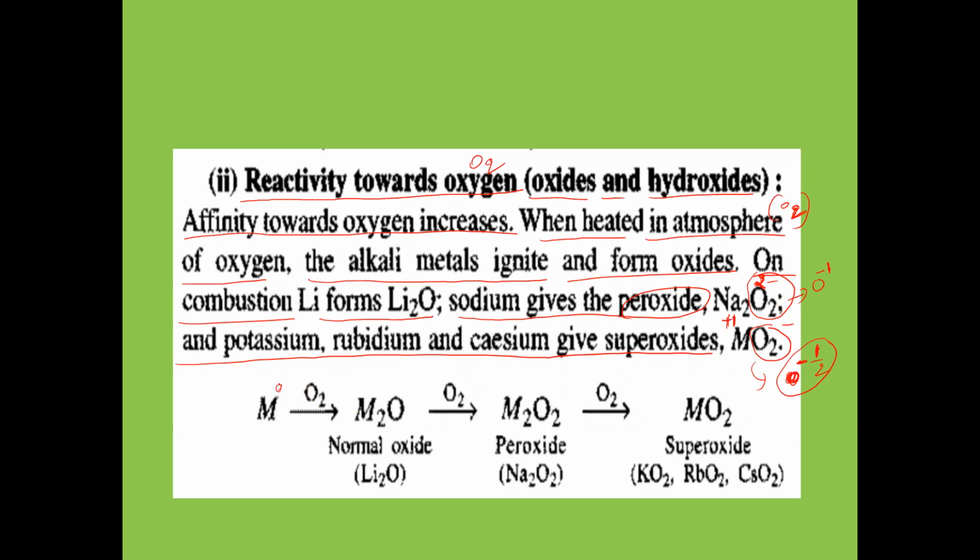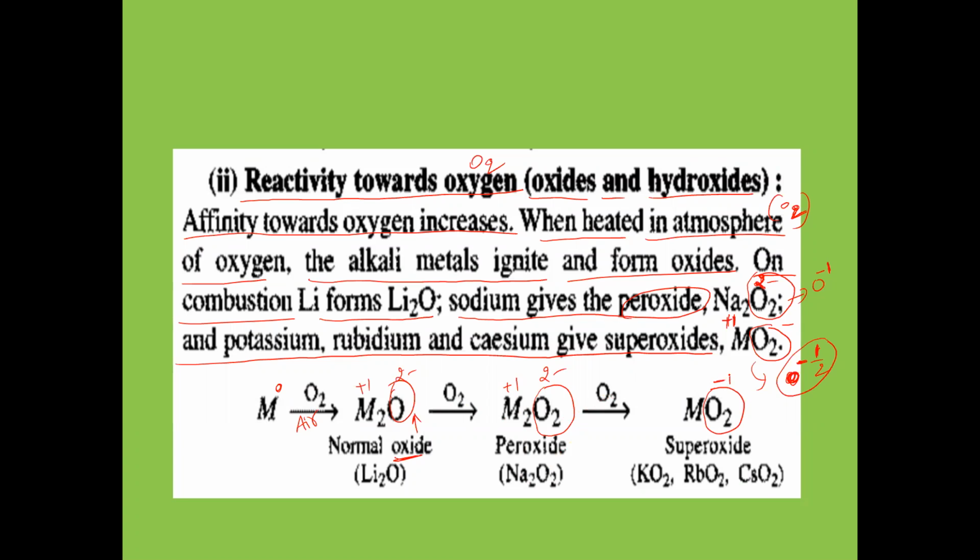Now here the metal atom first undergoes combustion in air. Burning in air will give oxide. So here O minus 2. O minus 2 is called oxide. Here each metal will be having plus 1, plus 1 into 2, plus 2. Further, this metal oxide, normal oxide, monoxide will undergo oxidation in air. Again, combustion will continue to form M2O2. Here O2 minus 2, and each metal has plus 1, plus 1 into 2, plus 2. It is peroxide now.